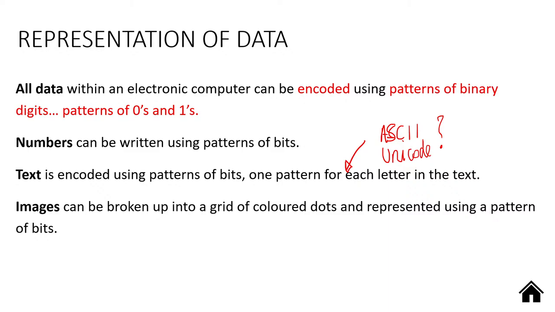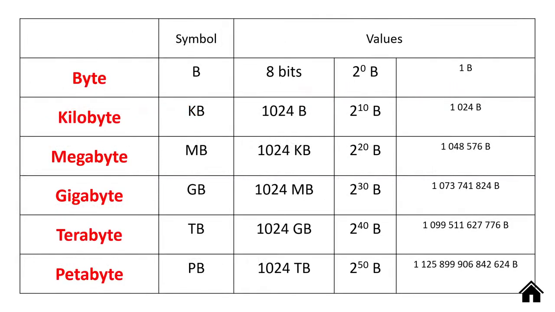Images can be broken up into a grid of coloured dots, and they get represented as bits. They get represented as hexadecimal first, and then into bits. So if you're into graphics, or you're into colours and weird stuff like that, that all comes in hexadecimal. Sound can be encoded using patterns of bits as well when it gets digitised.